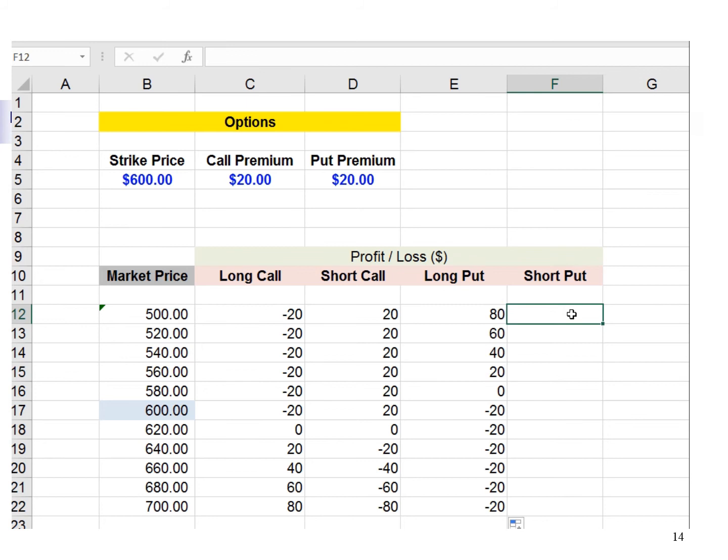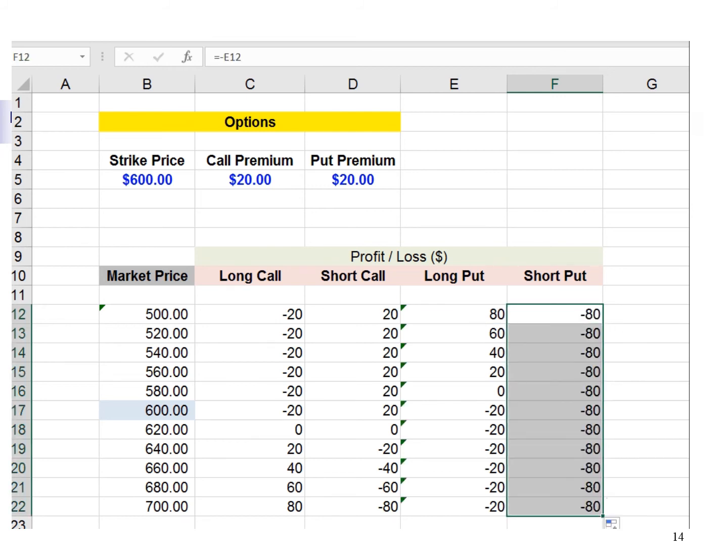For short put position, option contracts represent a zero-sum game between the buyer and the seller. The buyer's gain is the seller loss and vice versa. Therefore, I can type equal negative of this value. Enter. And I can drag the cursor down to obtain the rest of the answer. Remember, the buyer's gain is the seller's loss.